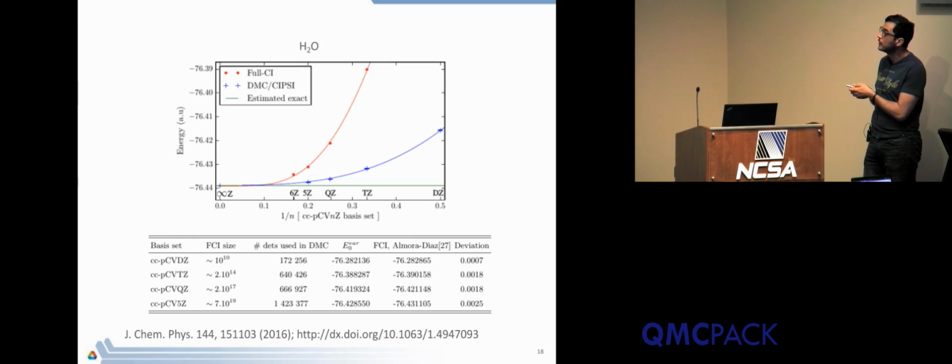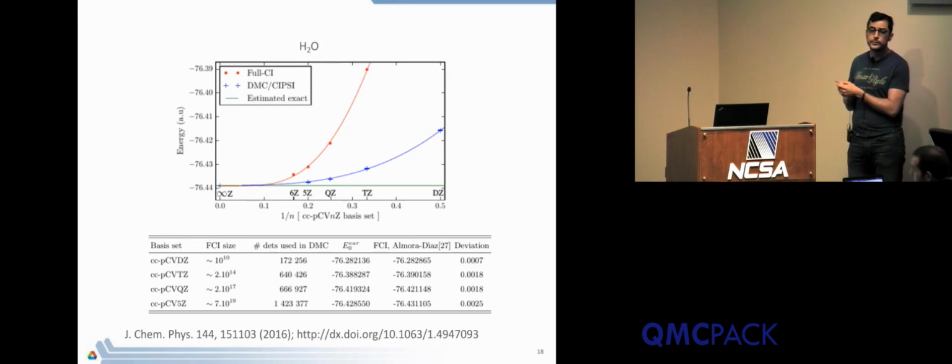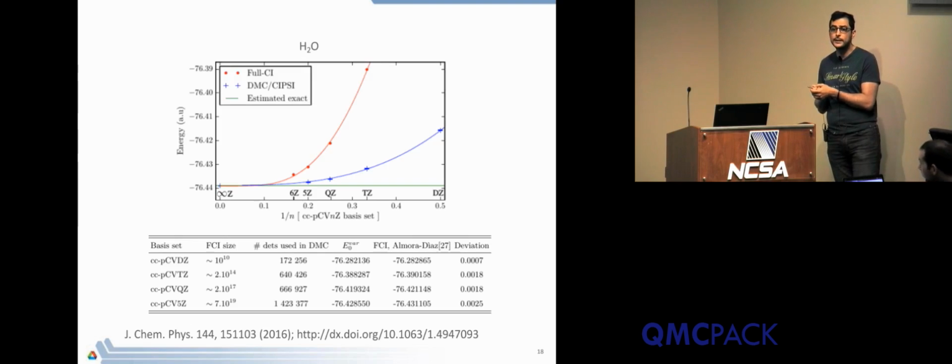Well, using CIPSI and adding QMC on top of it with Jastrows, well, they used only 1 million for the 5 zeta, and only 100,000 for the others. And basically, when you compare the two energies, they are pretty close. I mean, you save so much.